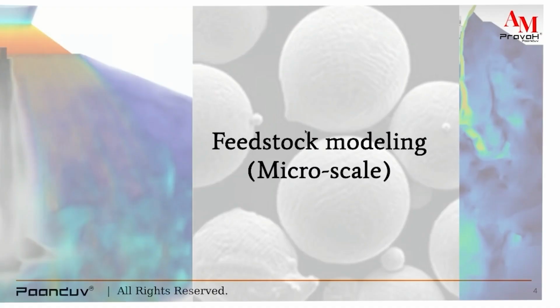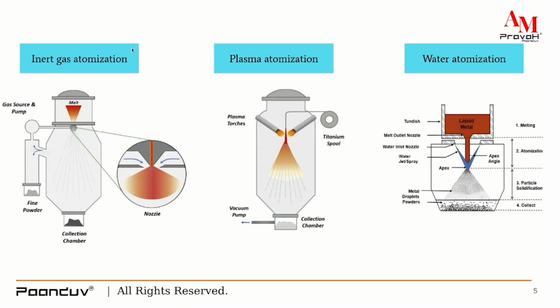Now coming to the primary part of LPBF, which is the feedstock modeling, which happens at micro scale level. Atomization is one such process which helps manufacturing these particles. There are three categories of these atomization processes. One is inert gas atomization, plasma atomization, and water atomization. Depending upon the cost of these equipments or the facilities, people use all the variety of atomization processes for manufacturing their particles.